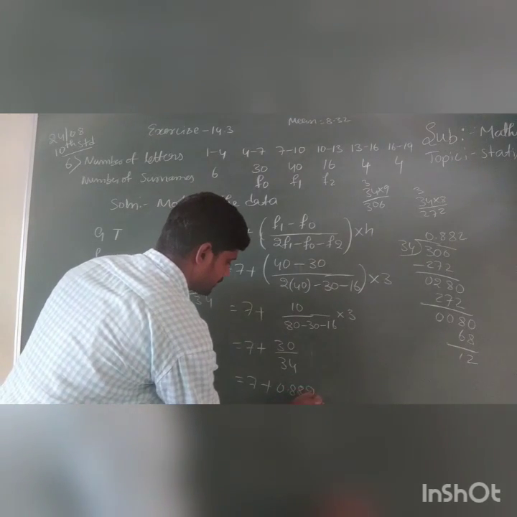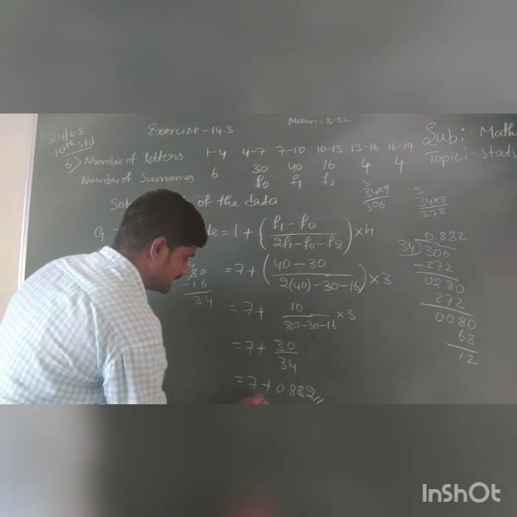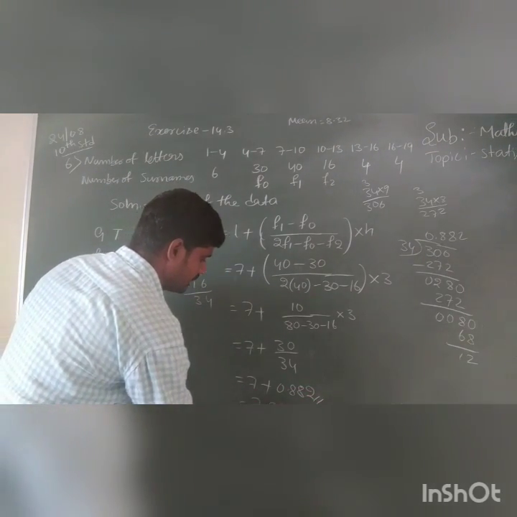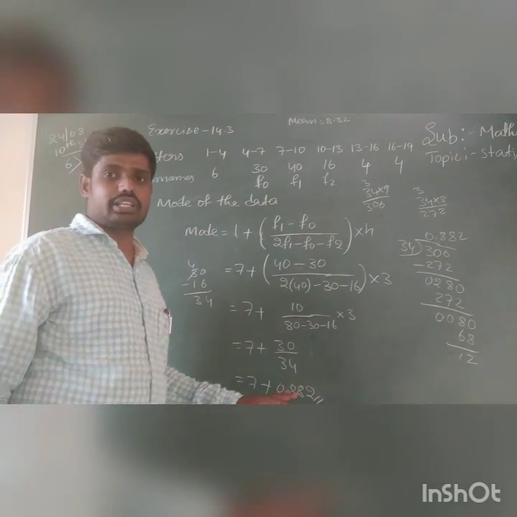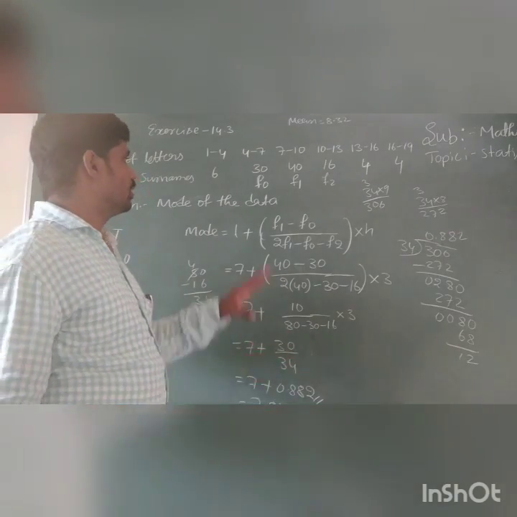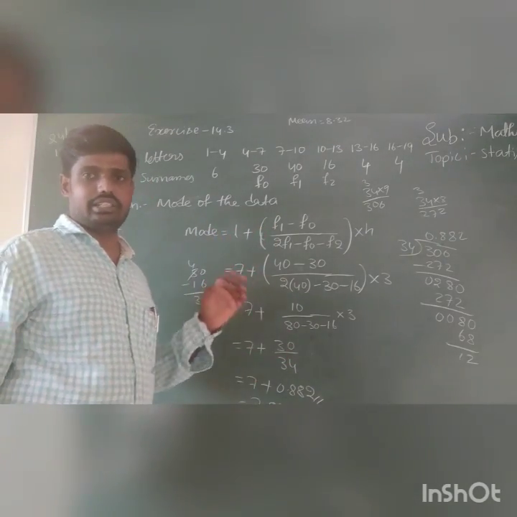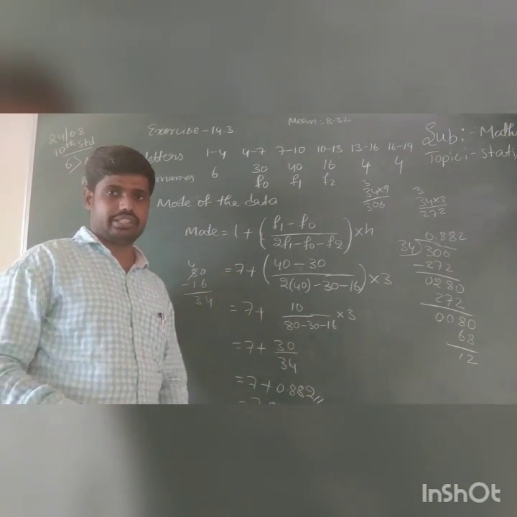The answer is 7 plus 0.882. Now add: 7.882. The mode of the given data is 7.882. Any doubt regarding this one, children? Next we are going to see how to find the median of the data. Okay, thank you.